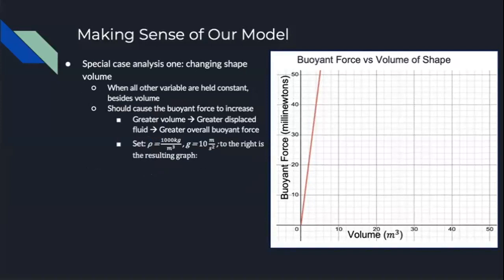For our first case, we are looking at changing the volume of the shape. So if we increase the volume of the shape, we would expect that because more of the fluid is displaced, the buoyant force will, as a result, increase as the volume of the shape increases. Using the density of water and near-Earth surface gravity in SI units, we generated the graph on the right and found that the trend does keep in line with what we expect physically, where greater buoyant forces result from greater volumes of the shape in the fluid.